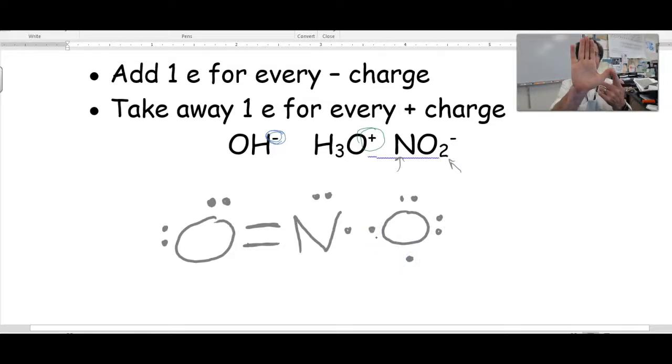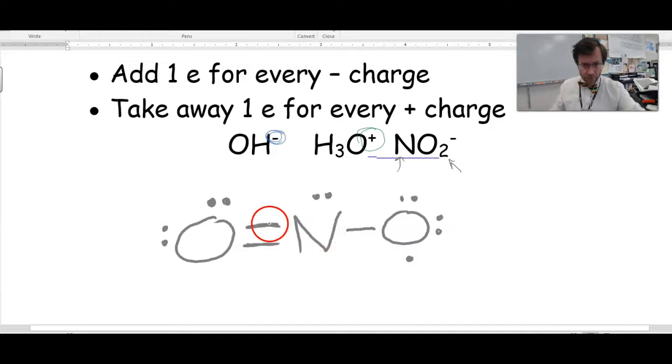Now remember, it's like this way versus this way. I drew the oxygen that way just because it's more convenient for me on the paper, but it's the same thing. It doesn't matter if you draw it this way or that way, same thing. So let's go ahead and do this. I'm gonna make one more bond here.